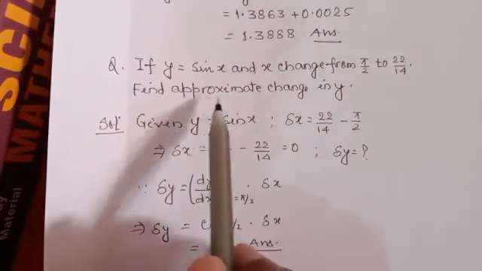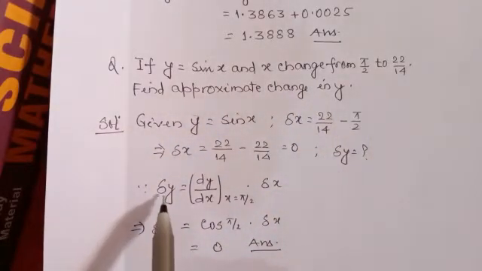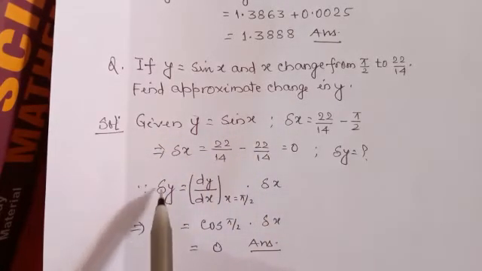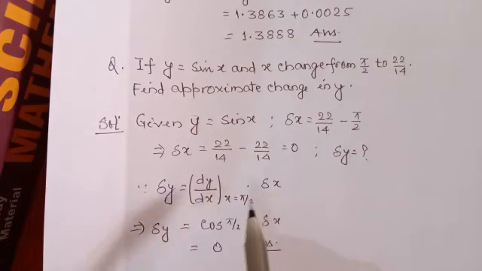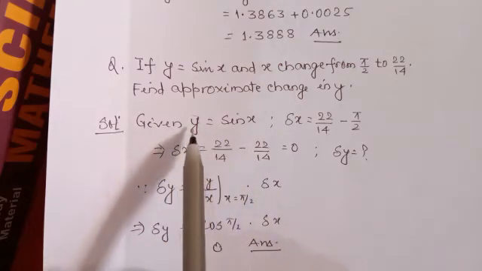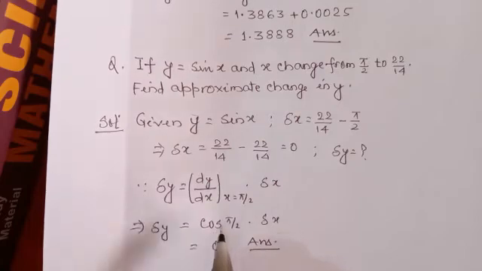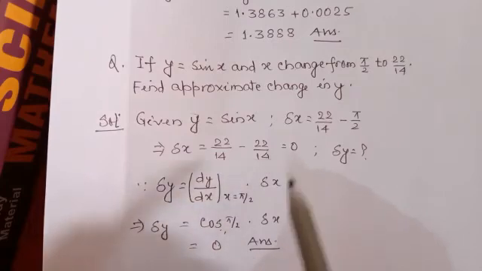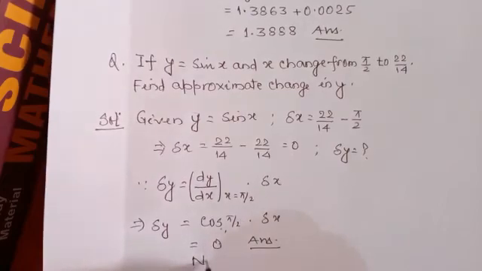And you have to find the approximate change in y. That means you have to find delta y. Write down the formula for the change: delta y is equal to dy by dx at x is equal to pi by 2 into delta x. y is given sin x, so its differentiation dy by dx is cos x, and at x is equal to pi by 2 it is cos pi by 2. Cos pi by 2 is also 0 itself, and delta x is given 0, so the value of delta y is equal to 0. It means there is no change.